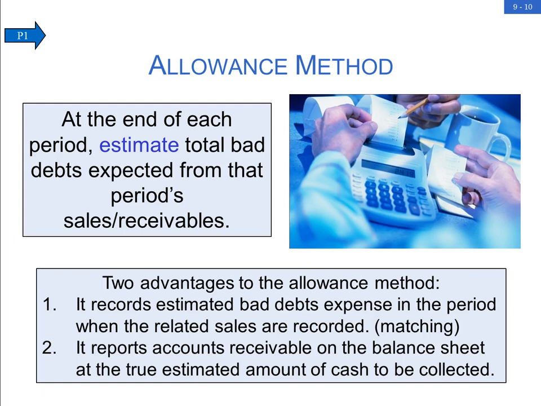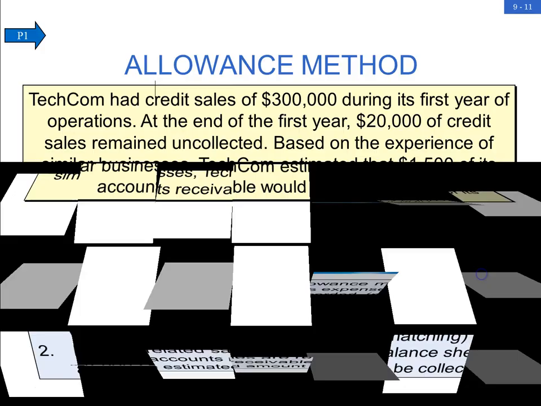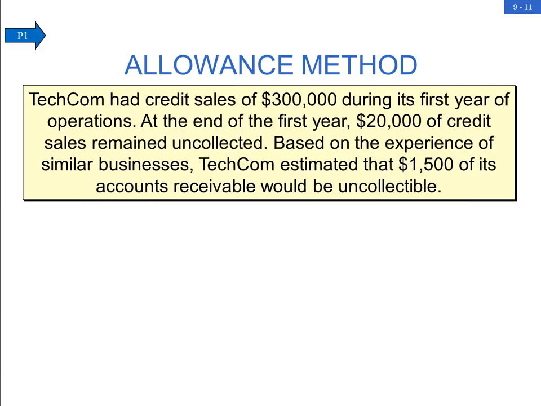So let's go ahead and dive right in. We're going to talk about the methods of estimating as well. One example, let's stick with our TechCom company. Let's say we had credit sales of $300,000 during our first year of operations, to make this example easy. And at the end of the first year, $20,000 of credit sales remained uncollected.